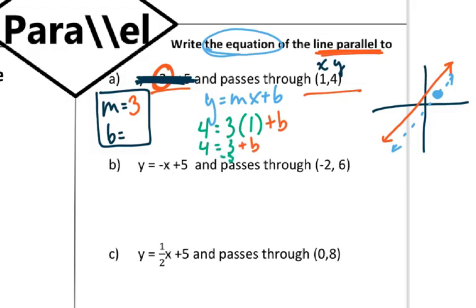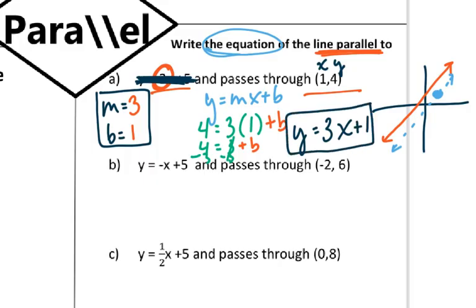Get B by itself by subtracting the 3 from both sides. 4 minus 3 is the number 1. So now that I have a slope and I have a y-intercept, the equation of my line is y equals 3x plus 1. So let's do the same thing with letter B, and then I want you to try C on your own.